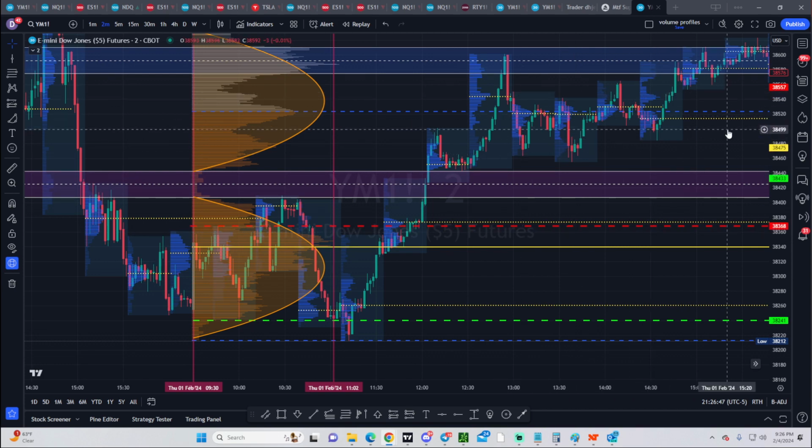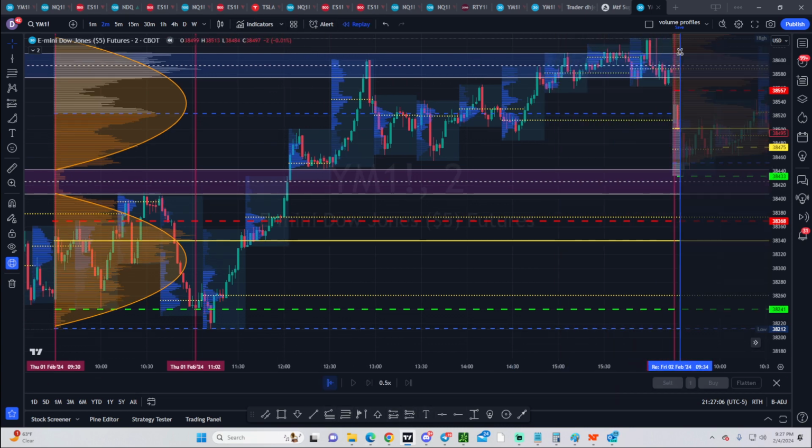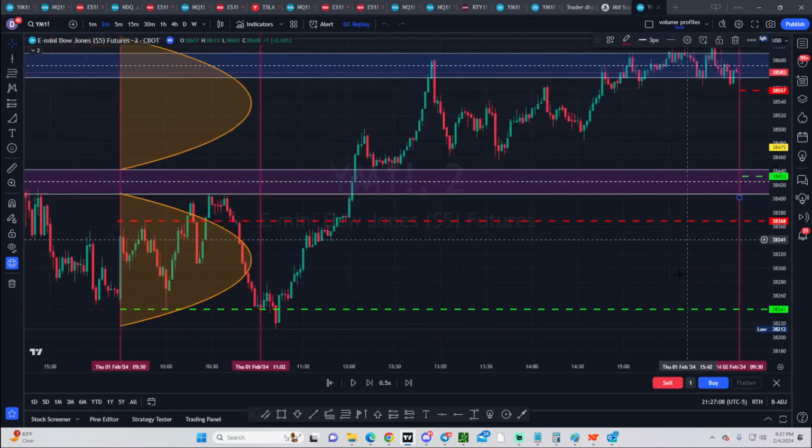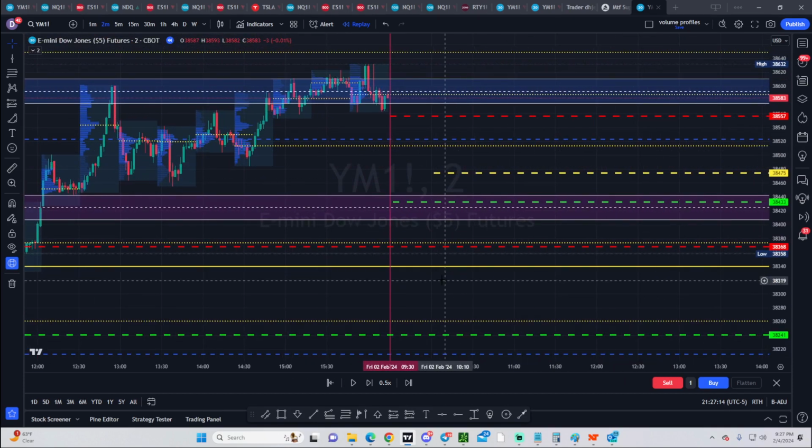So knowing this particular information and knowing that the next session opens here, I know I have a POC towards the bottom, and I have value area high, value area low. So this information here doesn't exist. Basically, if you take a look at it, I can just cut it right here, and that doesn't exist. So this is my analysis from the day before, and none of this has happened yet.